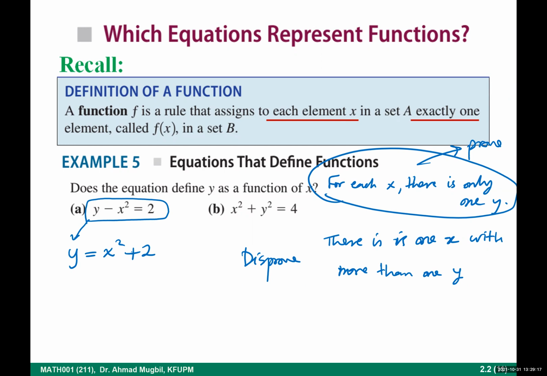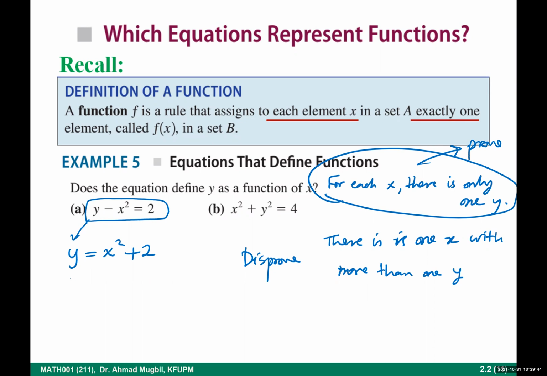If you have any doubt about whether it is a function, try to think about some values of x that correspond to 2 y values or more. Give me here any x that has more than one y. You cannot find. So you need here to prove. How to prove? You can prove it by two ways.